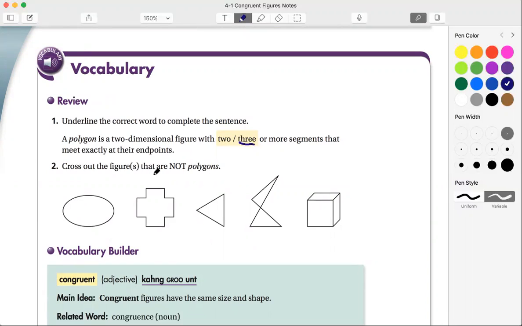All right, next question. Cross out the figures that are not polygons. So this oval here is not a polygon. It does not have segments that are composed of its sides. This is not a polygon because its sides cross. And this is a three-dimensional figure, so that is not a polygon. So our only two polygons are these two figures in the middle here.